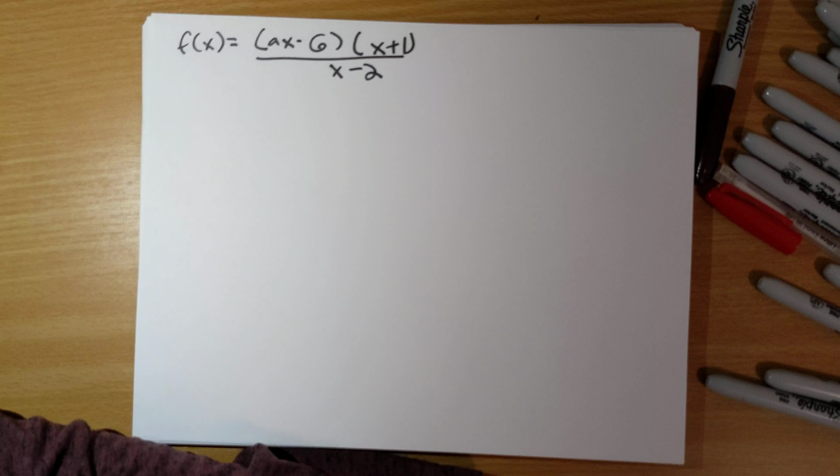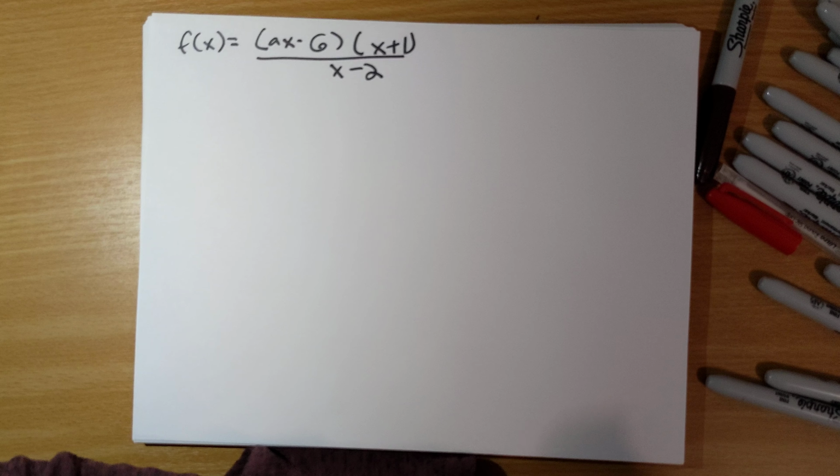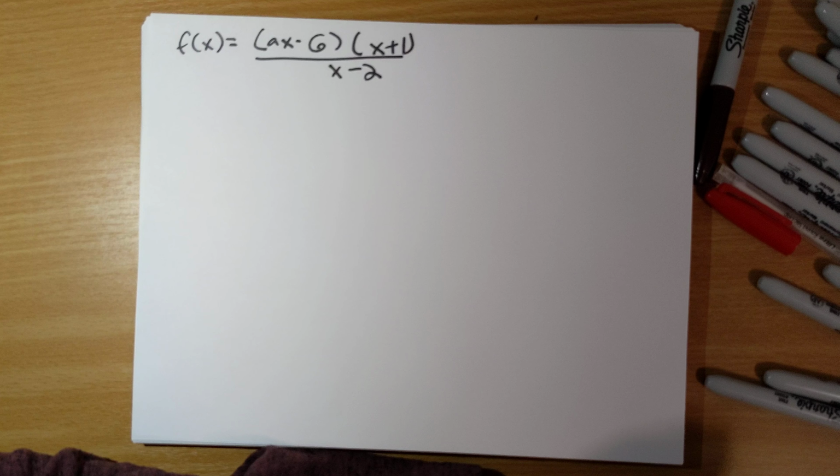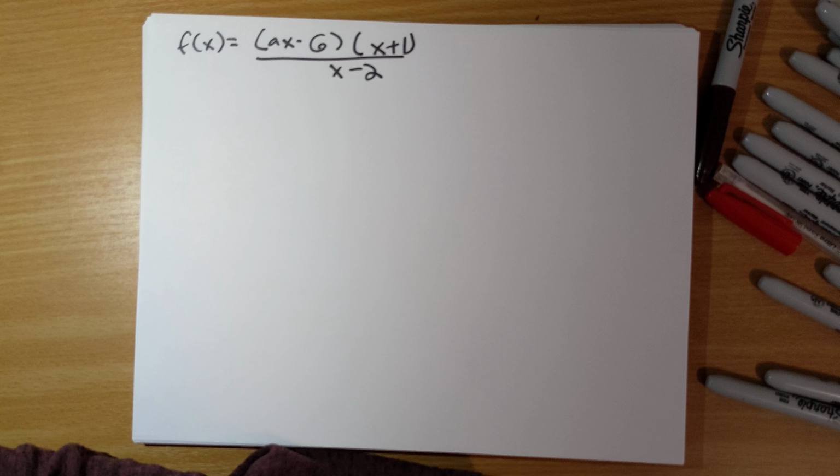Problem number 12. Consider this function. A is an unspecified constant. For which values of a does the graph of f have a vertical asymptote? So a vertical asymptote means that the limit as x goes to some particular value is plus or minus infinity.